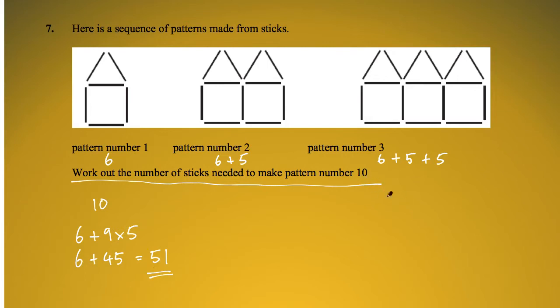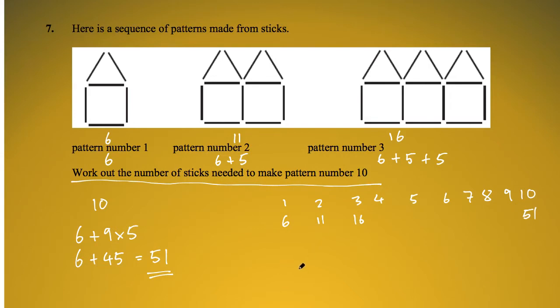Another way to do that with sequences is to write out just the number of sticks in each pattern. We've got 6, 11, 16. You could go up in 5, so you could do a list 1, 2, 3, 4, 5, 6, 7, 8, 9, 10. And we're just going up in 5s, so we've got 6, 11, 16, etc. 21, 26, 31, 36, 41, 46, 51.